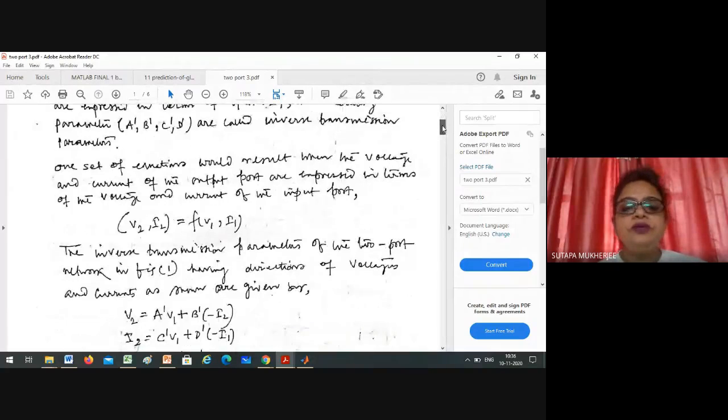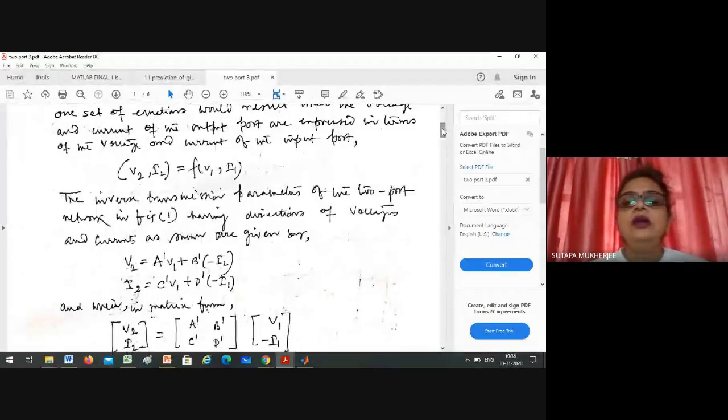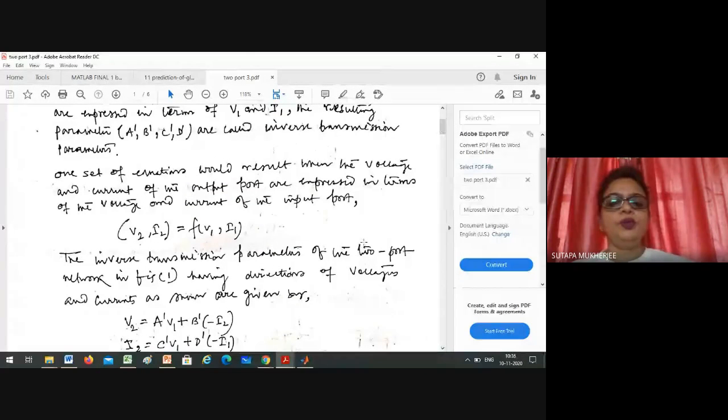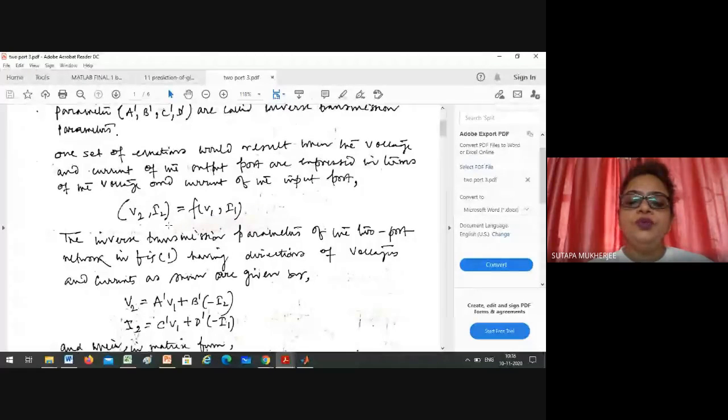Now one set of equations definitely you have to tell that would result when the voltage and current of the output port are expressed in terms of the voltage and current of the input port. So here what is the relationship? V2 comma I2 is equal to function of V1 comma I1. Just note it down in your copy. Then if I ask any question, it will be helpful for you.